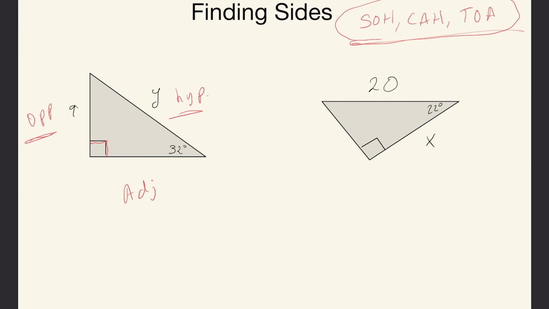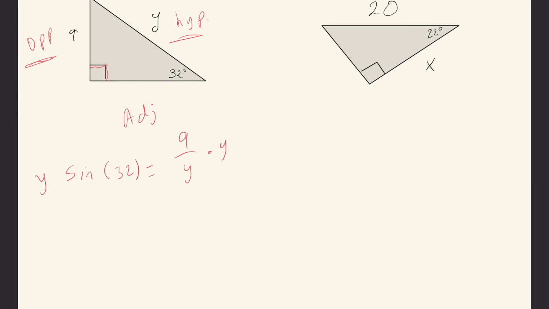We look at the three of them, and it is the one with the sine of 32 degrees, because now we actually have the measurement, equals opposite, which is 9, divided by y. So now all I have to do is solve. The sine of 32 is actually a number. So in order for me to solve for y, I need to get y out of the denominator. So I'm going to multiply both sides by y. Once I do that, I get y sine of 32 equals 9. And I'm going to divide both sides by the sine of 32. Cancel those out.